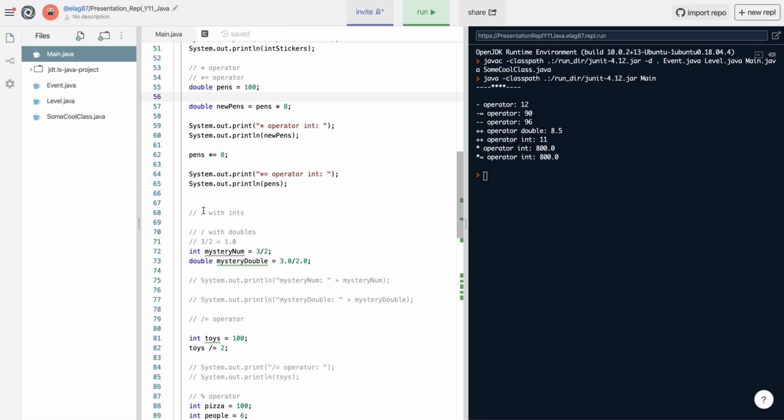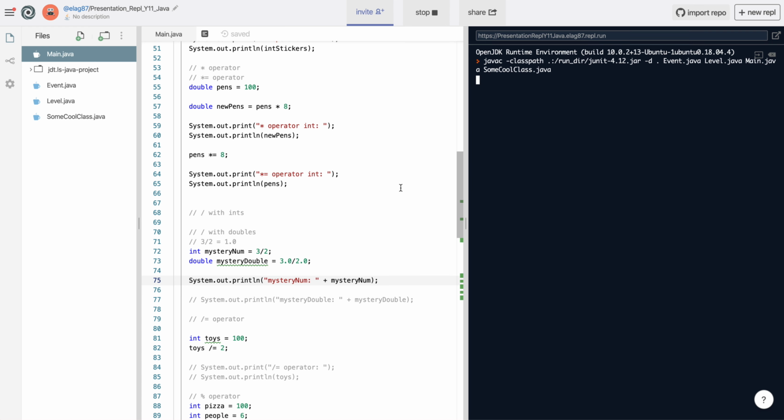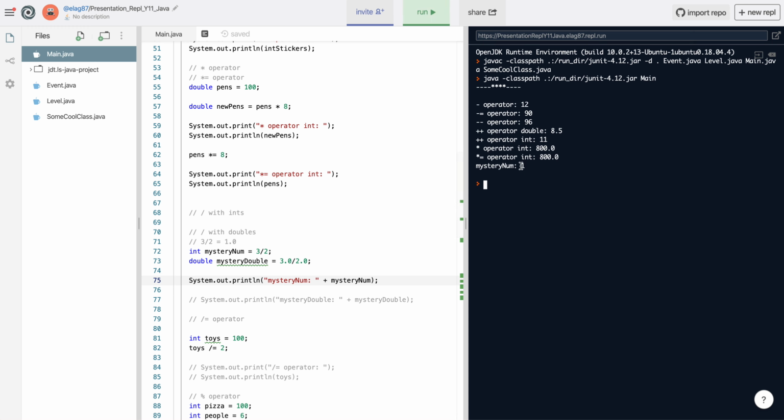Now, if we look at the division operator, we're going to divide some ints first. So if we divide 3 divided by 2, I would end up with some number, which is a mystery number. Let's see what that mystery number would be. In this case, I would get 1. So 3 divided by 2 is supposed to be 1.5, but in this case, I got 1. Because this is an integer, there is no 0.5 in integers. There's just whole numbers. So it's going to truncate that. It's going to get rid of anything after the decimal point, and it's going to give me the whole number. So it's just going to give me 1.